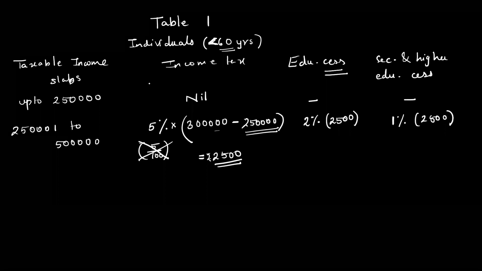Someone is asking, what do you mean by slab? Slab means section. तो ये वो वाला section है जिसमें all the people will come who earn till 2,50,000. This is the section where people will come between 2,50,000 and 5 lakh.